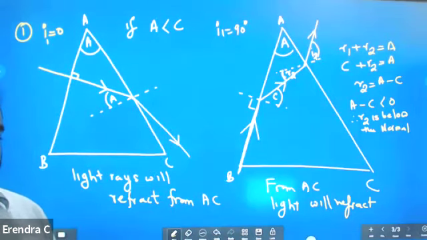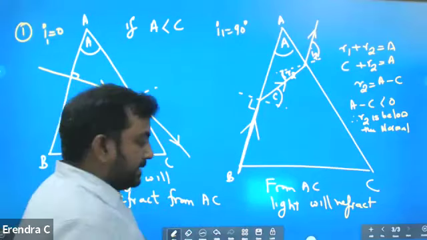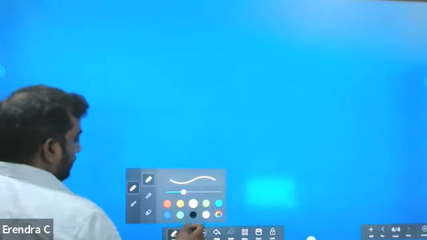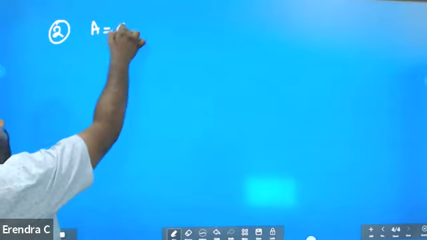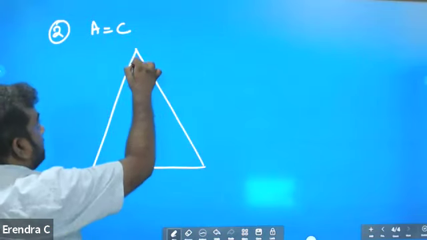Okay, right. So A is less than C. We can take the next condition. A is equal to C, same way as earlier.